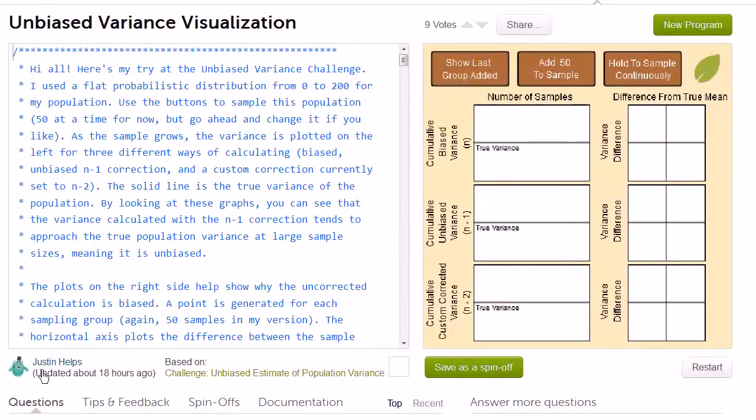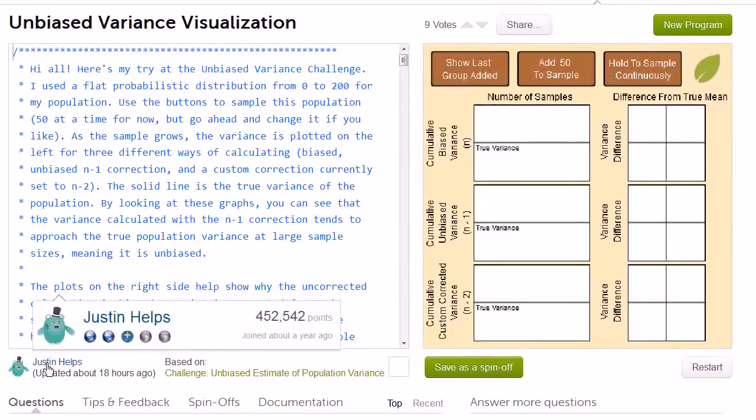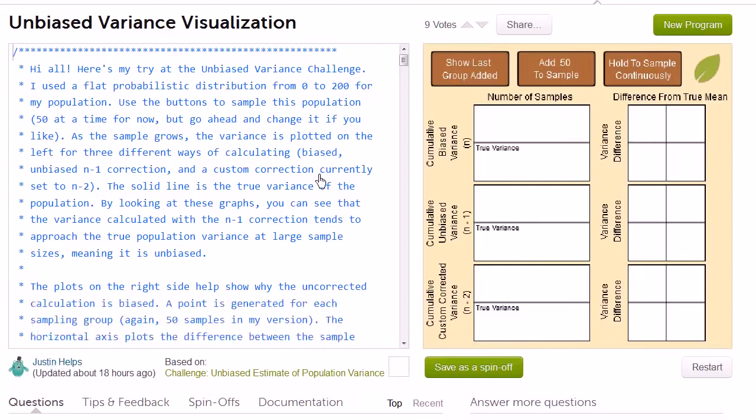Here's a simulation created by Khan Academy user Justin Helps that once again tries to give us an understanding of why we divide by n minus 1 to get an unbiased estimate of population variance when we're trying to calculate the sample variance. So what he does here is a simulation. It has a population that has a uniform distribution. So he says, I used a flat probabilistic distribution from 0 to 100 for my population.